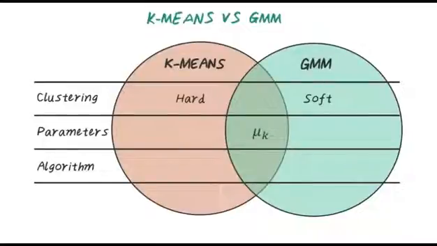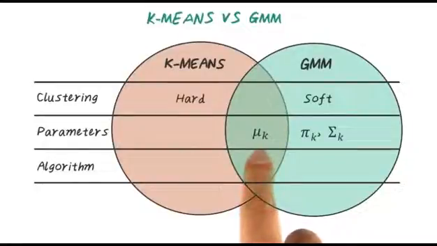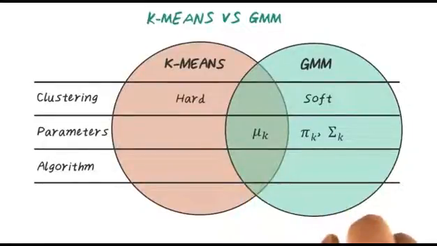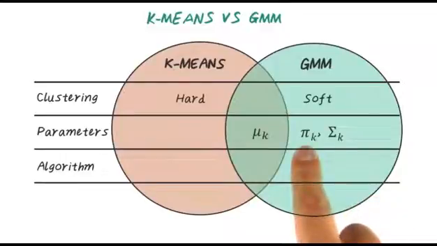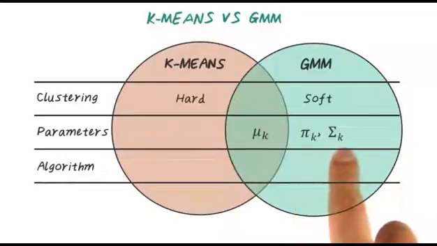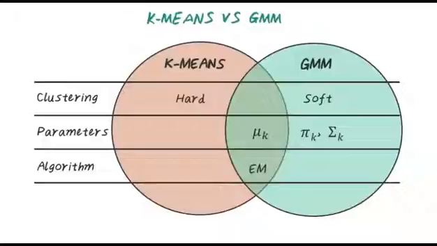For k-means, the only parameter is the center, mu k, for each cluster. But for Gaussian mixture, we have three parameters. In addition to the center mu k, we also have the mixing coefficient pi k and covariance sigma k. Both k-means and Gaussian mixture model utilize EM algorithms, where they iteratively update the clustering assignment and model parameters.